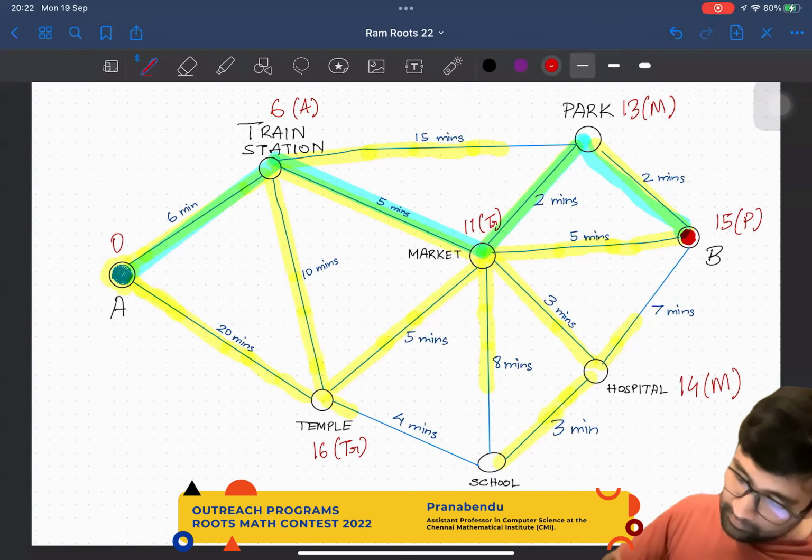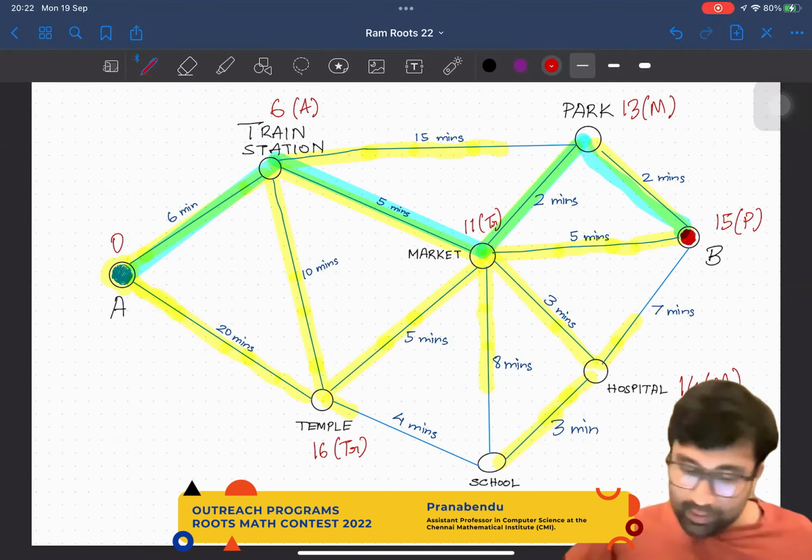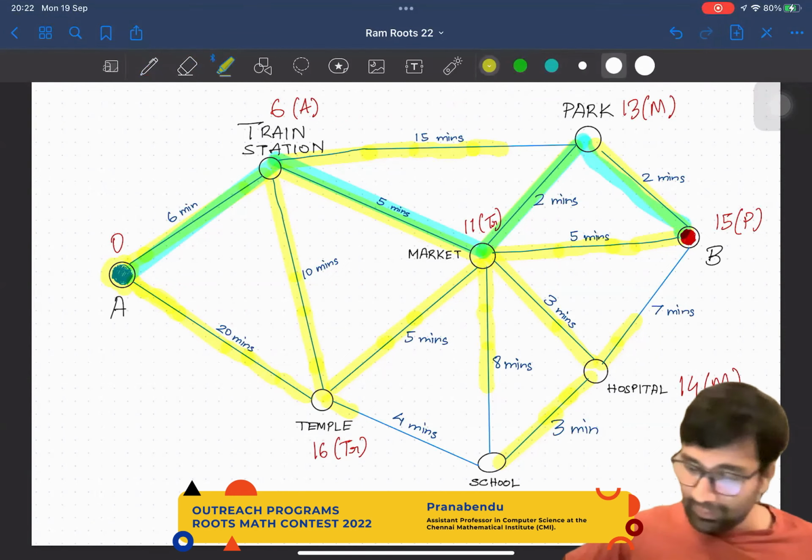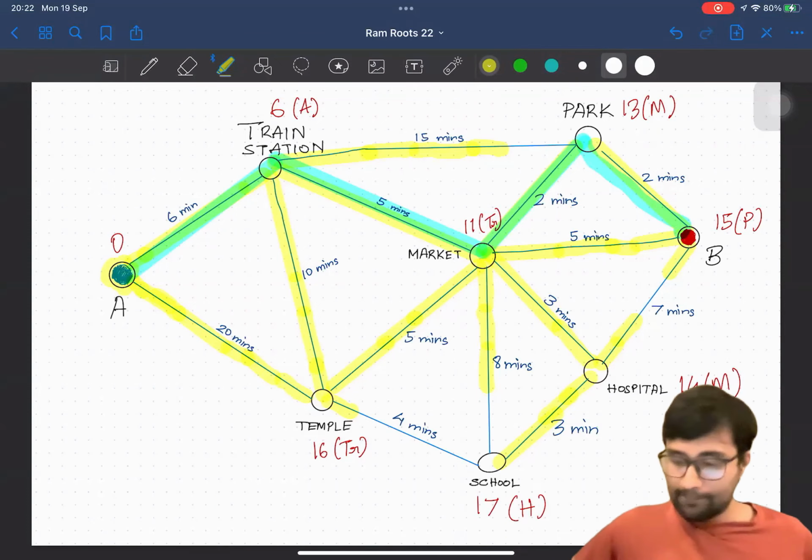Sir, shouldn't the fire in B spread to the hospital? You're correct. I did not draw this again. So the fire from hospital will also spread. Yes, you're right.